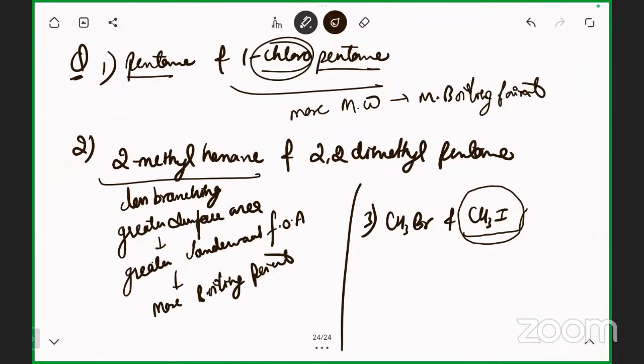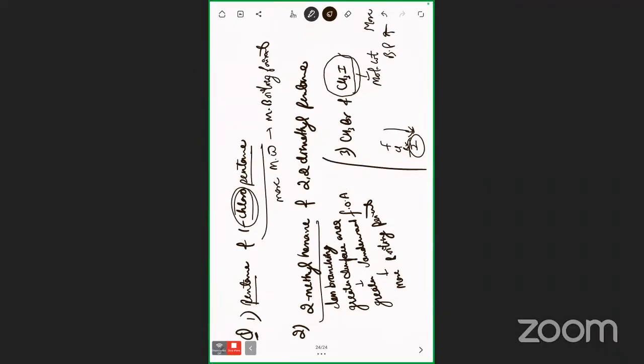More atomic size. Atomic size and weight. The atomic weight, or you can say the molecular weight, of this compound is more. If the molecular weight is more, it means boiling point will be more. See, CH3 is common, and you know that fluorine, chlorine, bromine, iodine have more mass. Clear? Yes, sir. Okay.